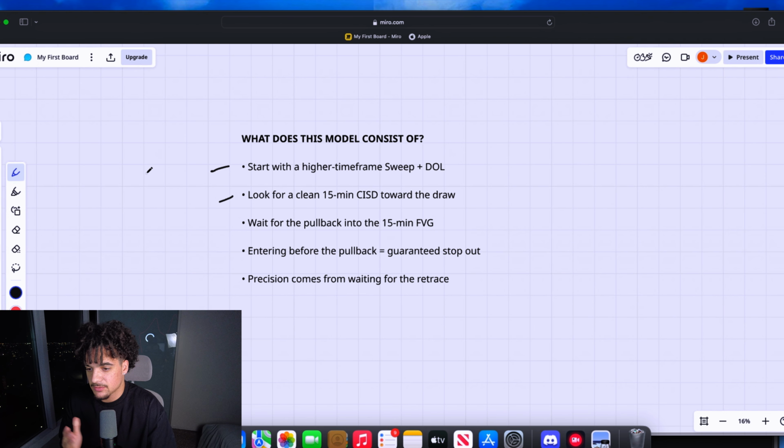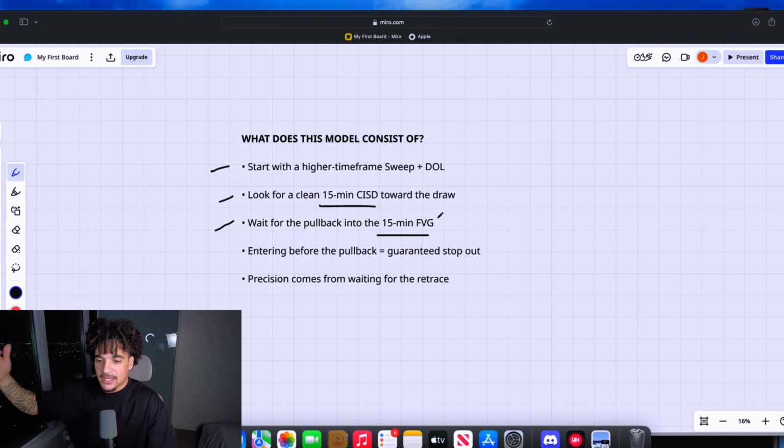The next thing is we need to look for a clean 15-minute CISD towards that next draw on liquidity. The 15-minute CISD is going to give us that actual confirmation that price is going to head towards our draw on liquidity. We want to see a pullback into a 15-minute fair value gap. So when we come back into that 15-minute fair value gap, we're expecting a rejection back out so that we can trade it higher back in towards the draw.